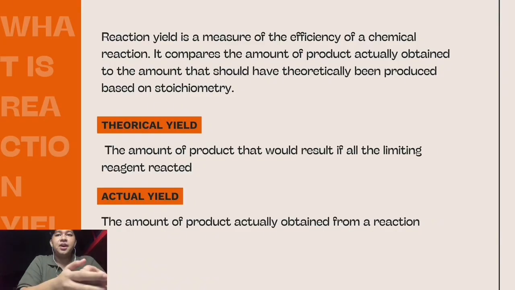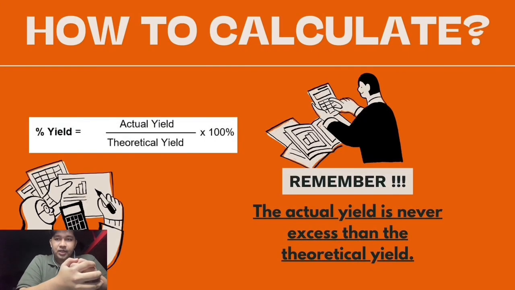So in simple terms, how to calculate? To calculate the yield, we need to use an equation. Percentage yield equals actual yield over theoretical yield, multiplied by 100%. We need to remember the actual yield never exceeds the theoretical yield. In simple terms, what we obtain should never exceed what we should have obtained.